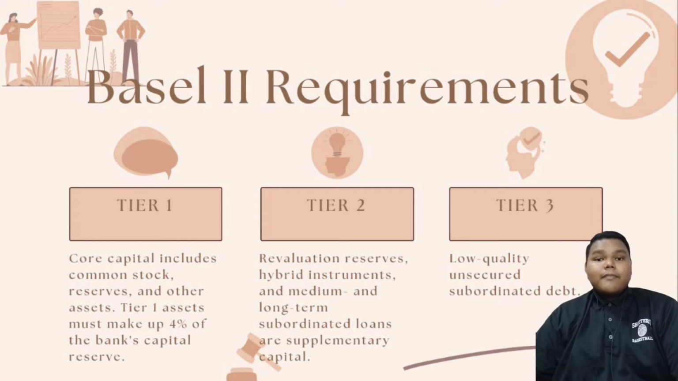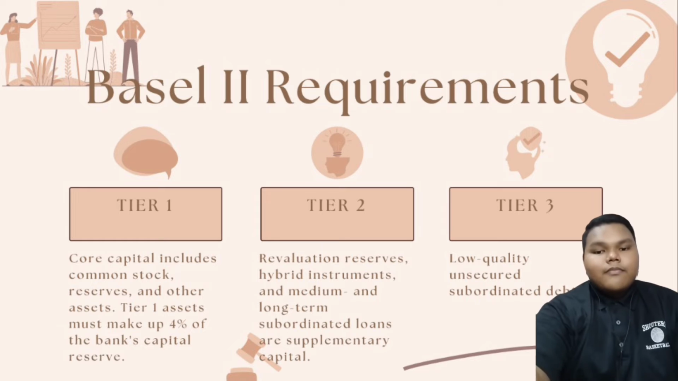Basel II set up three different levels for a bank's regulatory capital. The safer and more liquid the asset, the higher the tier. Tier 1 capital is the bank's main source of funding. It is made up of common stock, disclosed reserves and a few other assets. Tier 1 assets must make up at least 4% of the bank's capital reserve.